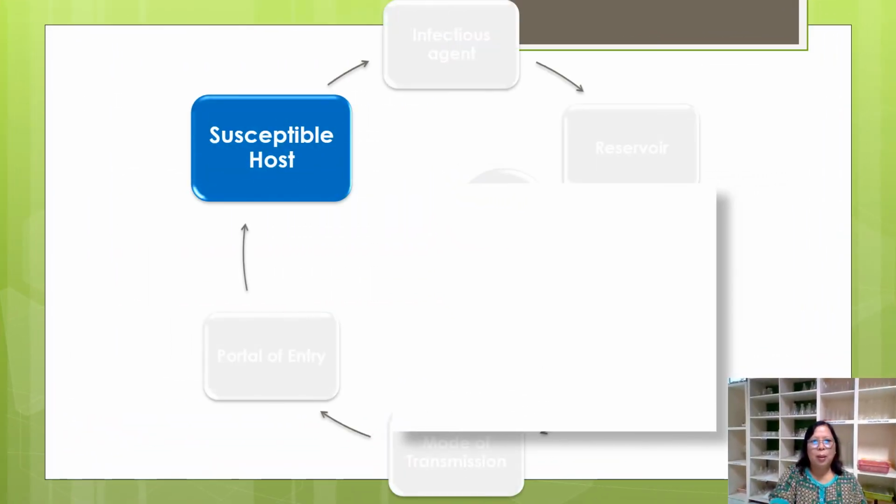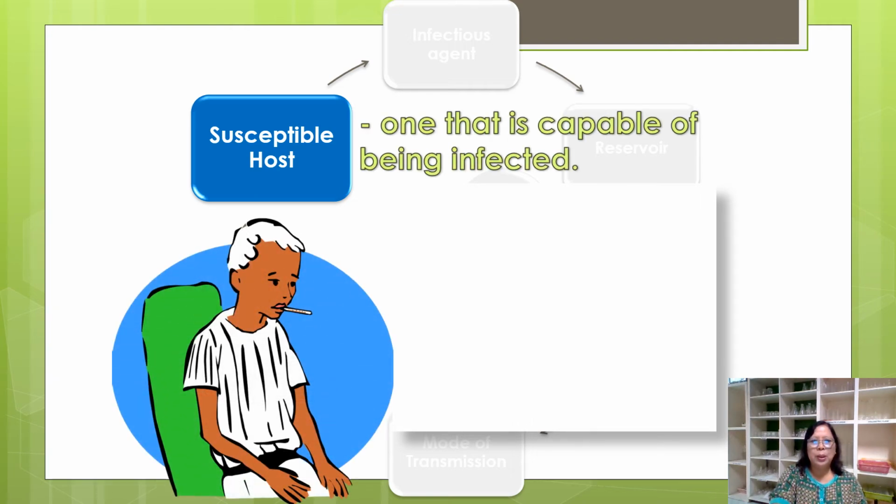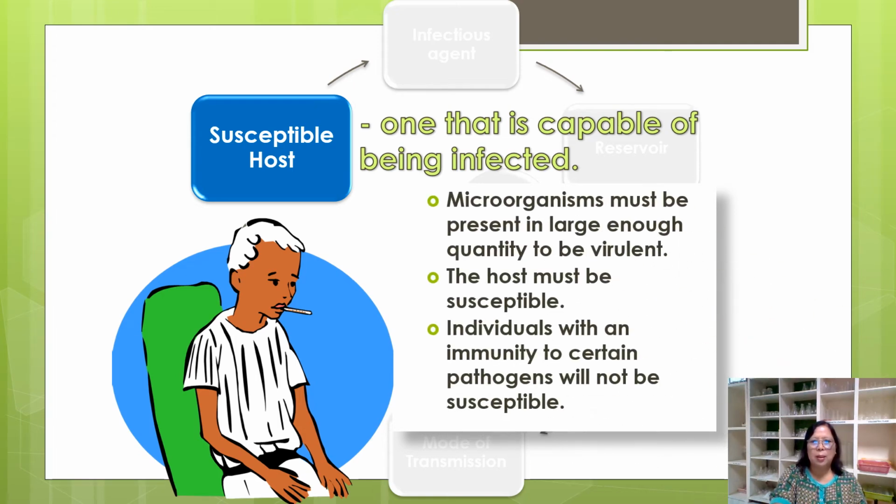And then we have to go to the susceptible host, or the receiver or the owner of the organ that is identified as a portal of entry. So those persons who are capable of being infected are the susceptible hosts. Microorganisms must be present in large enough amounts to be virulent in order for the susceptible host to suffer the infection.